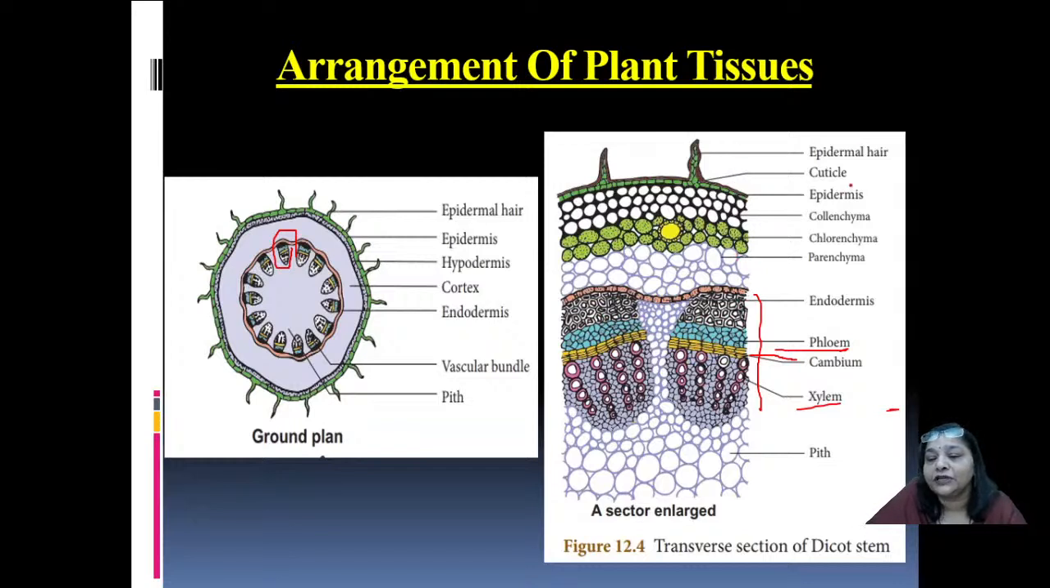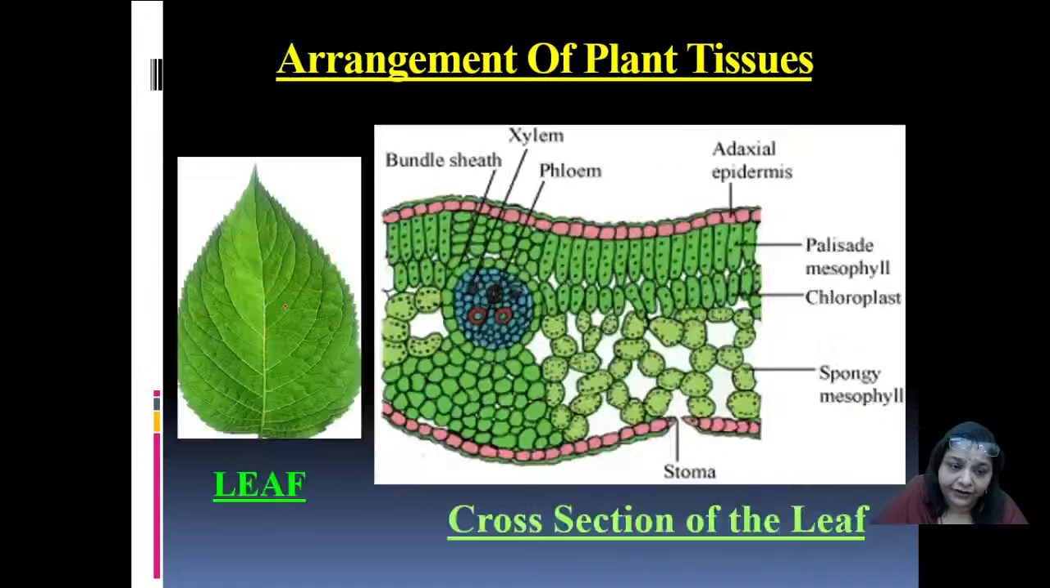Whereas the outermost tissue is the surface tissue, the epidermis. Underlying the epidermis is the cortex region, which contains sclerenchyma and parenchyma tissues arranged in this manner, and the center region of the stem is filled with the ground tissue, okay, which is made up of generally parenchyma tissues.